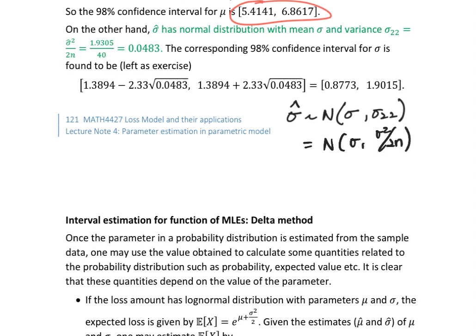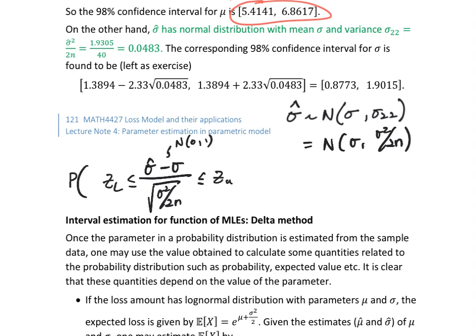Now, given this, you can construct the confidence interval just like what we did for the earlier example. You consider the standard score, which follows the standard normal, and then you try to find the ZL and ZU such that this probability equals 98%. Again, just like earlier, ZL and ZU equal minus 2.33 and 2.33 respectively.